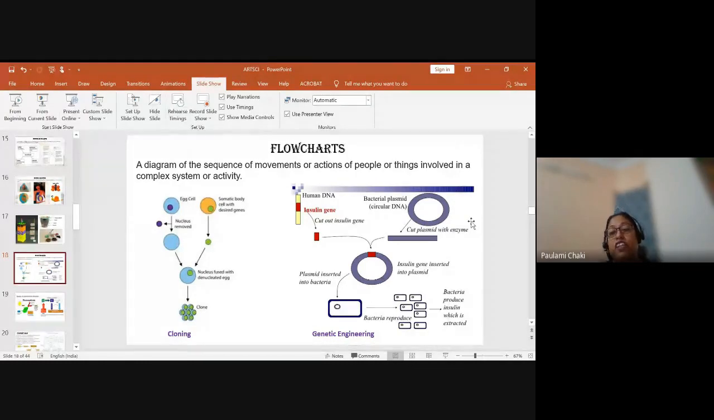And then we have genetic engineering in grade 12, wherein how human insulin is prepared through a bacterial plasmid, that can be easily done through flowchart. These are a few topics which are very hard or difficult for the child to remember. So flowcharts make them easy. Then in fiber to fabric, how the fiber is becoming fabric, that whole journey can be beautifully portrayed through flowchart.